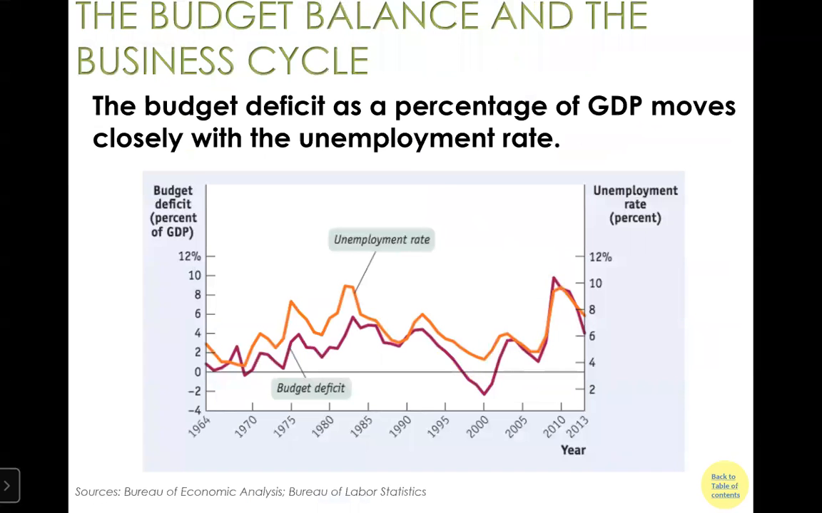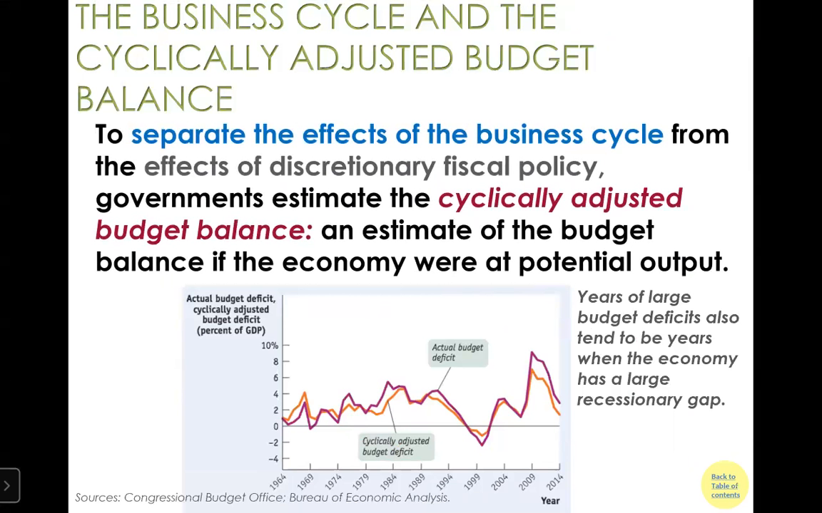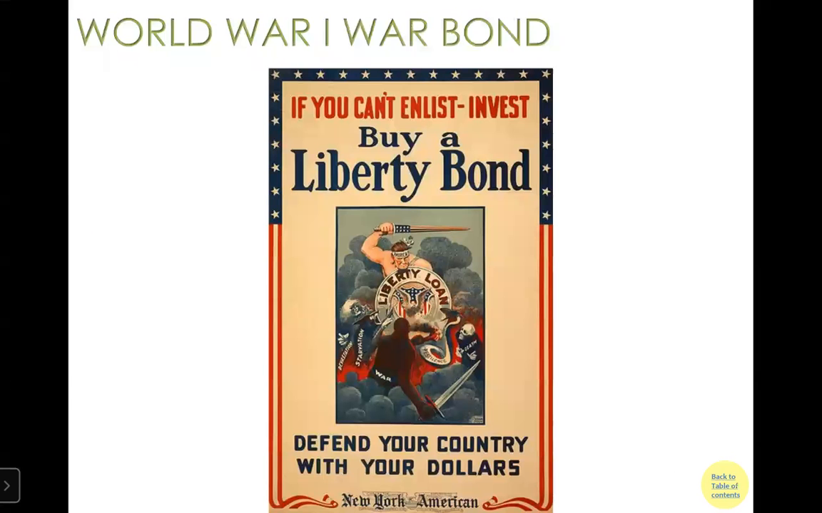So one slide we missed is here. Budget deficit as a percentage of GDP moves closely with the unemployment rate. Right? When we are in a recession like here, unemployment went up and the deficit increased. When we are in an expansion, unemployment declines and the deficit declines. Right? So that explains why we look at the cyclically adjusted budget deficit.